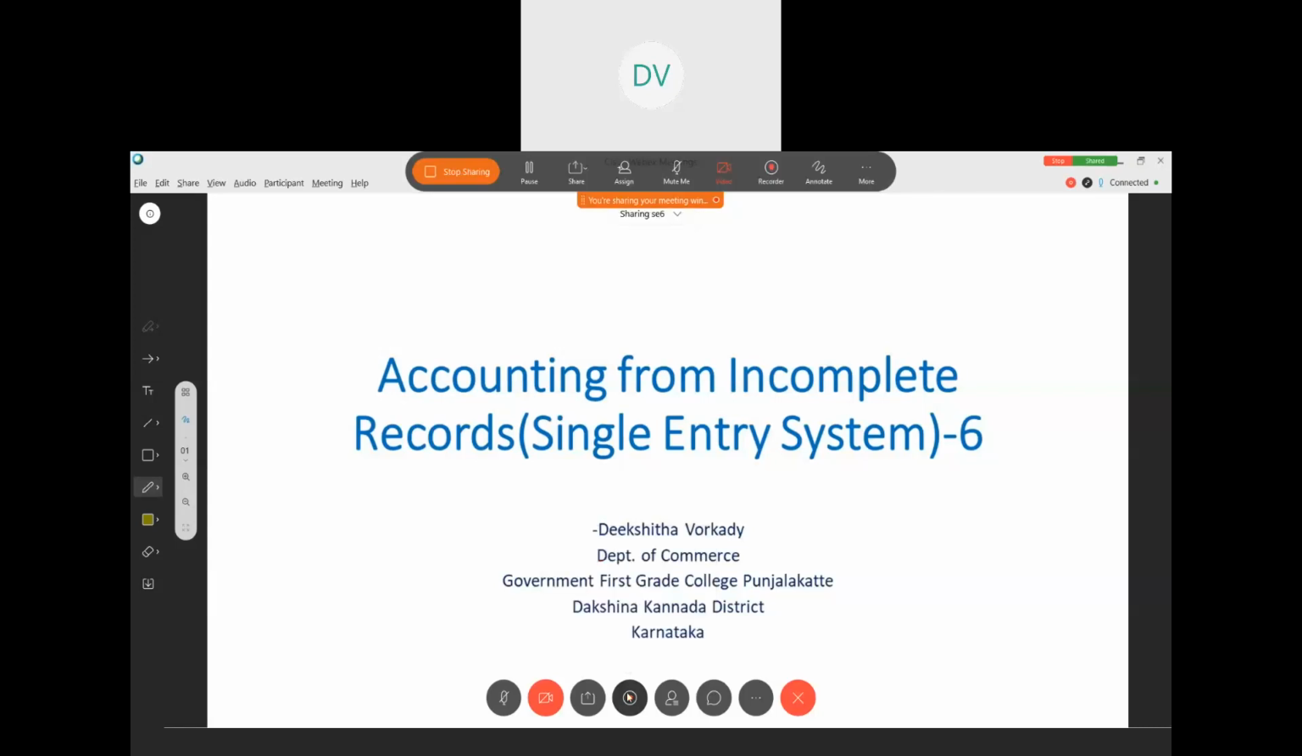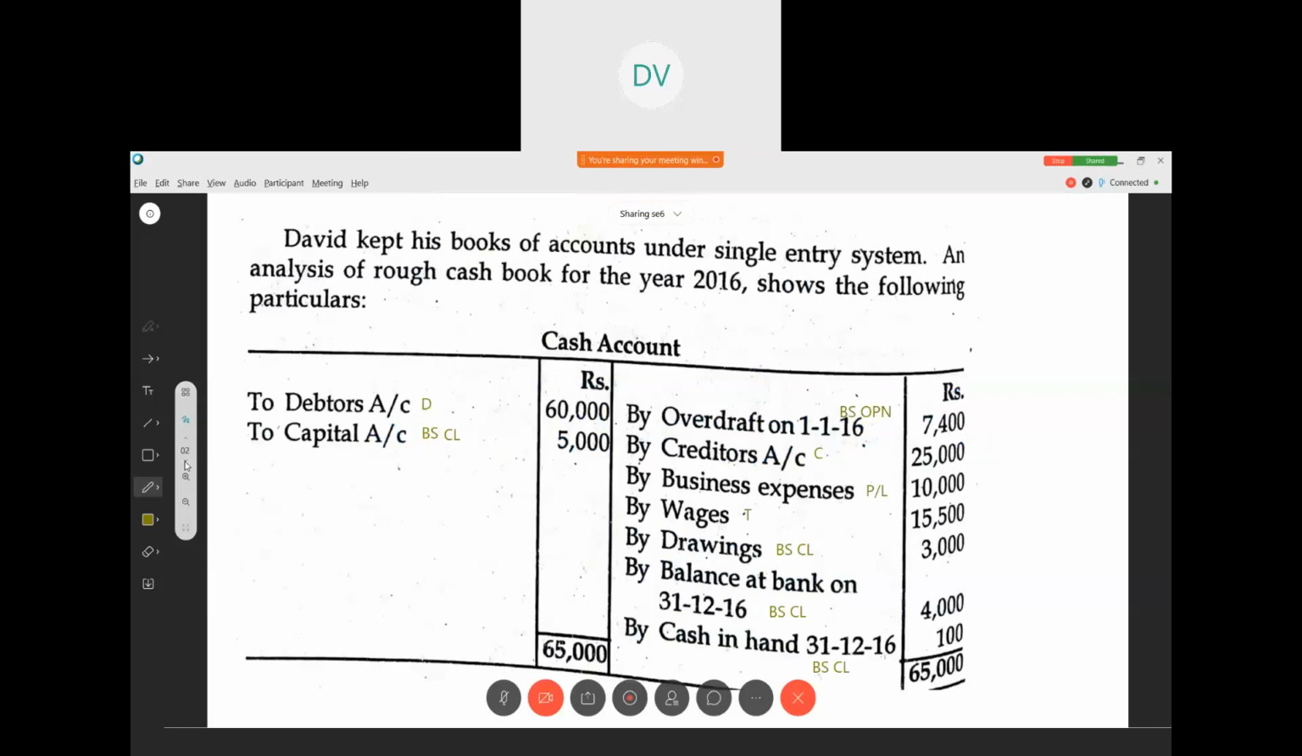Namaste. Let us move to the next problem in the single entry system. David kept his books of account under single entry system. An analysis of rough cash book for the year 2016 shows the following particulars.